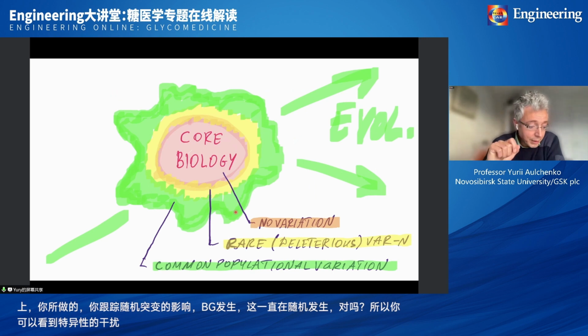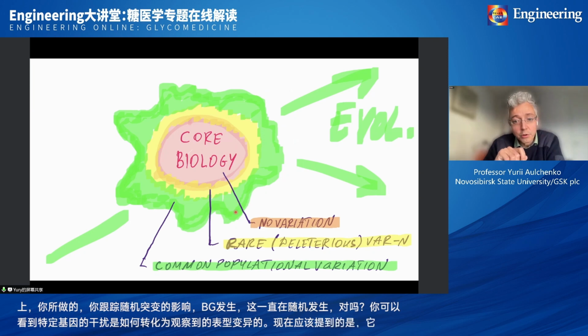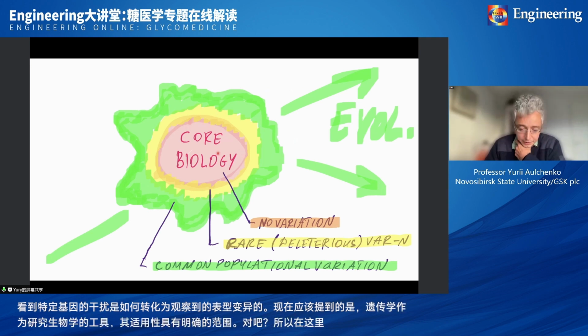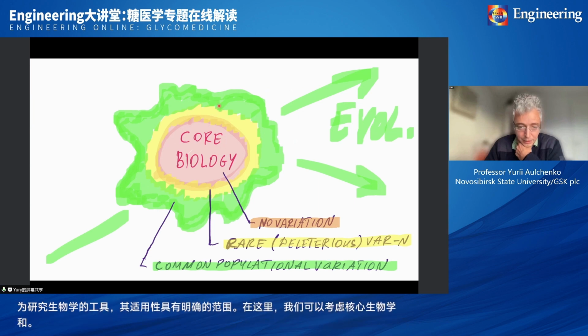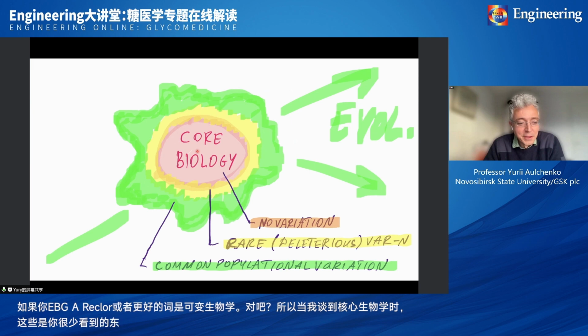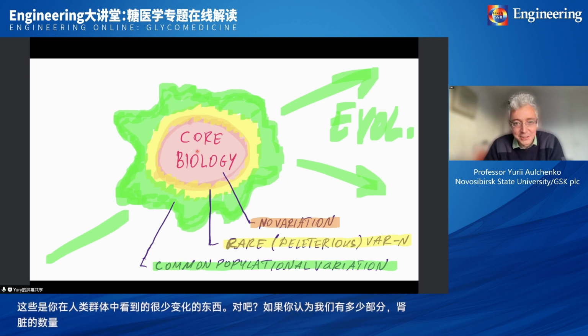Now, it should be mentioned that the applicability of genetics as a tool to study biology has a very clear scope, right? So here we can think of the core biology and, if you wish, peripheral, or maybe a better word is variable biology, right? When I talk about core biology, these are the things where you see very little variability in the human population. If you think of the number of hearts we have, the number of kidneys we are born with, number of hands, etc., right? So this all is core biology.